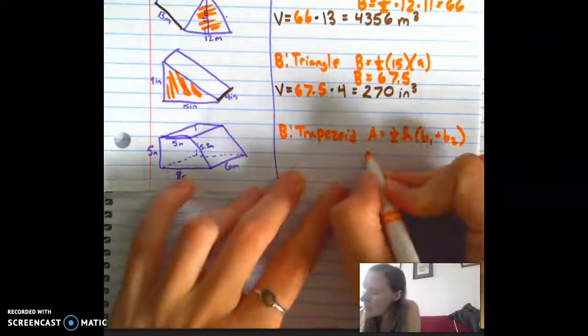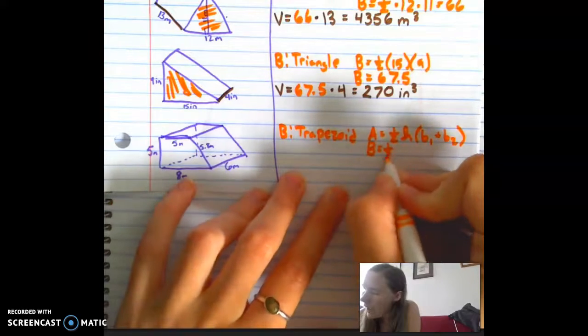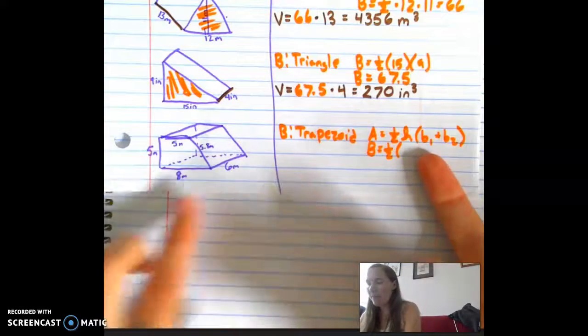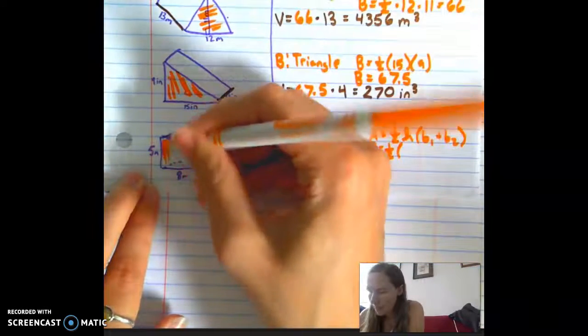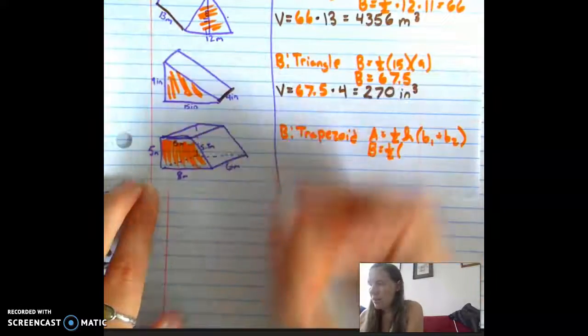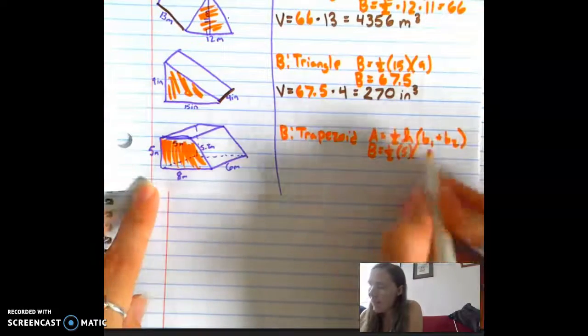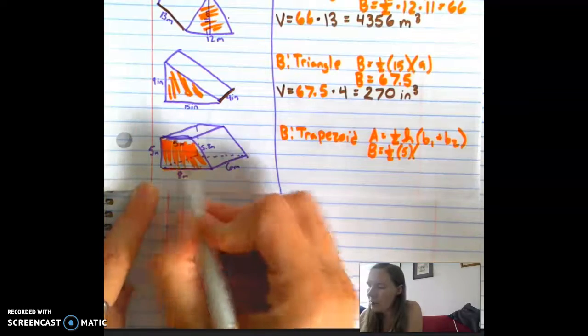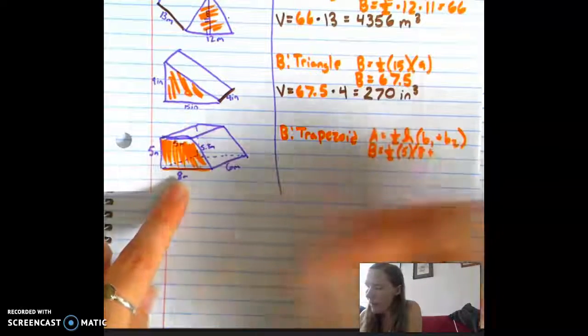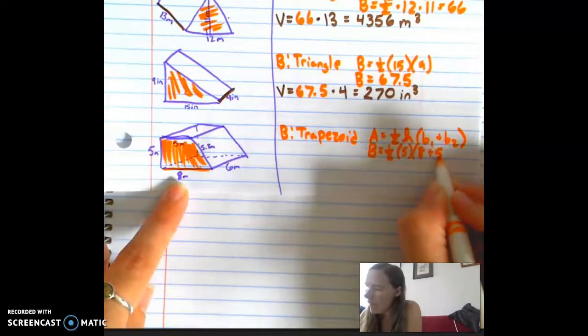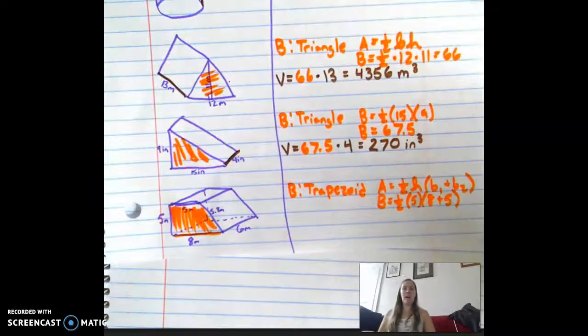So in this case, our big B is 1/2 the height of our trapezoid. So this is my trapezoid right here. The height of my trapezoid is right here, so it's 5, times my bases. So this is one base, which is 8, plus my second base, which is 5. That is the area of my trapezoid.